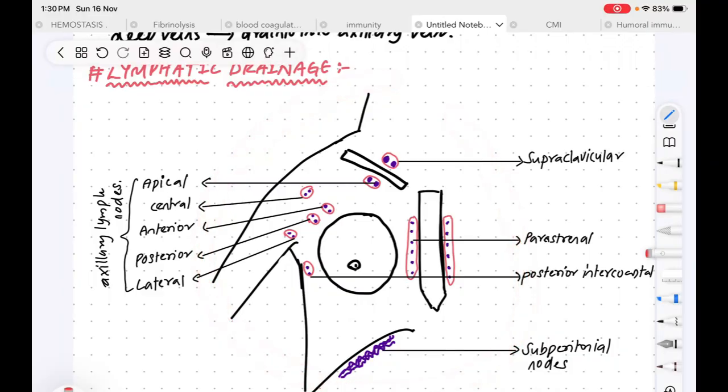Okay, next, first, axillary lymph nodes. These axillary lymph nodes are categorized. So this one, the apical lymph node, is present beneath the clavicle. Next, the central, the anterior, the posterior, the lateral. Okay, so these are the axillary lymph nodes.